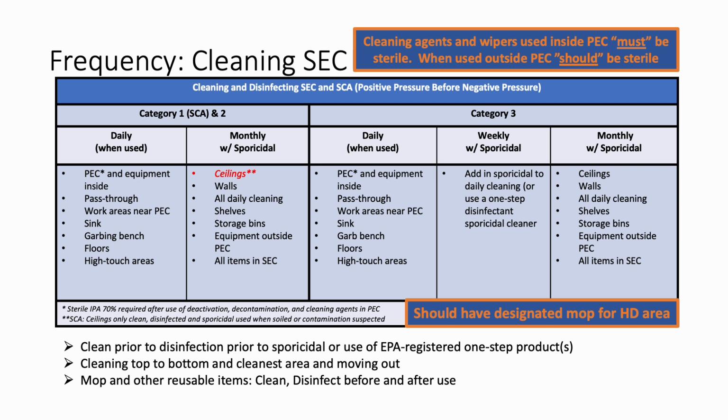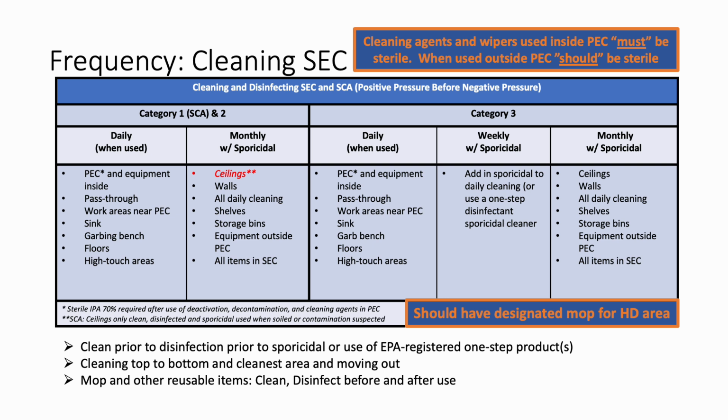Now, we're also going to include on our daily cleaning pass-throughs, work areas near the PEC, the sink, the garbing bench, floors, and any other high-touched areas. And this is all going to be documented. So category 1 and 2 for monthly cleaning, we're going to do with a sporicidal, remembering to look at your manufacturer's dwell time for each of these. There will be a disinfectant dwell time, but also a sporicidal disinfectant dwell time.